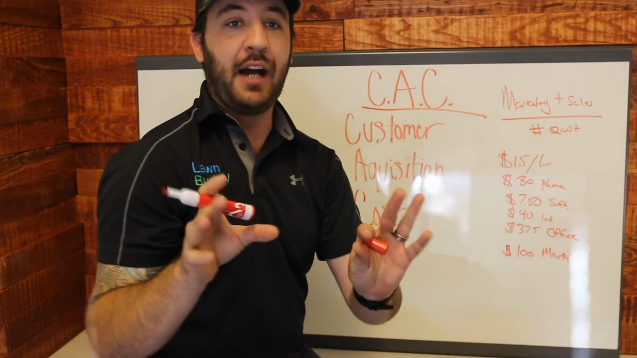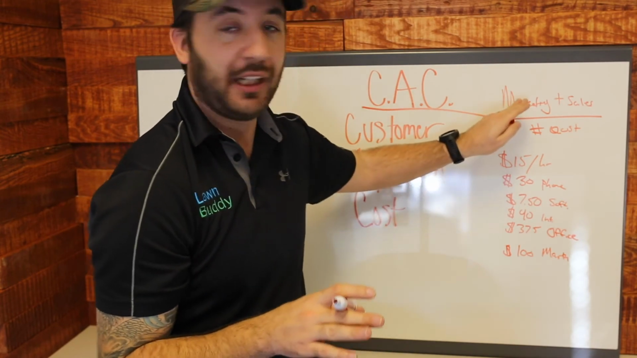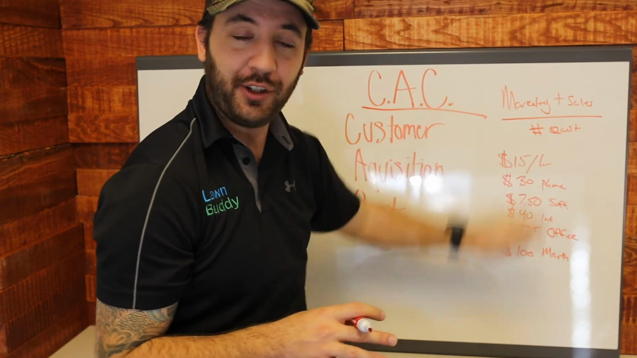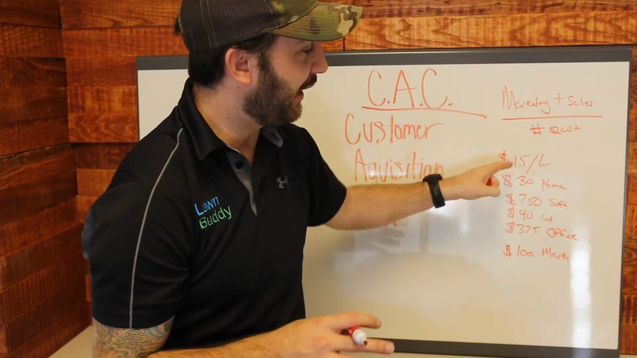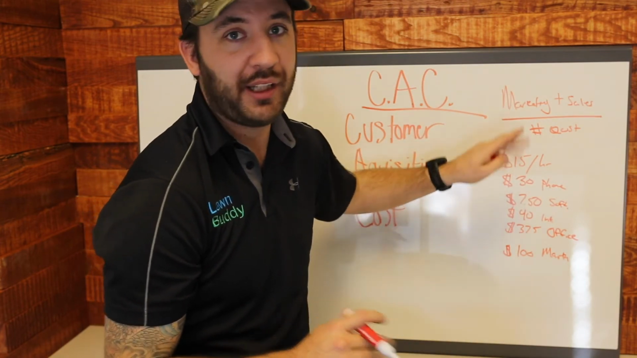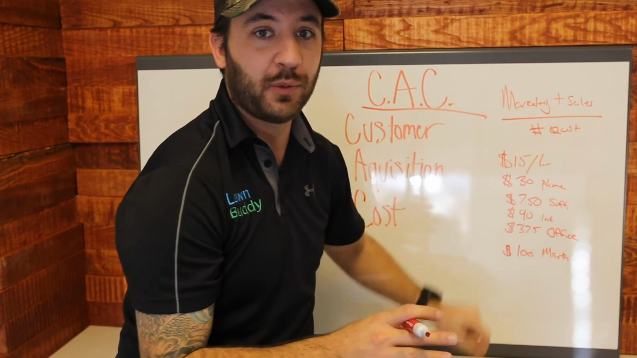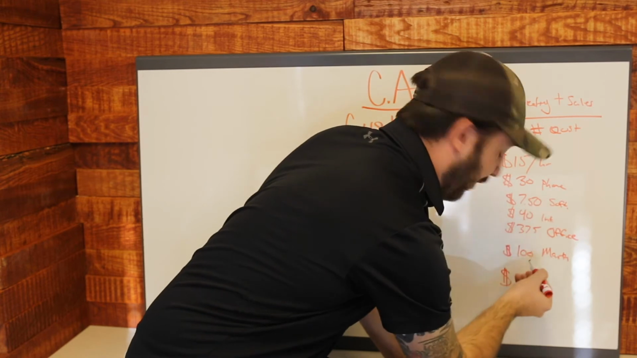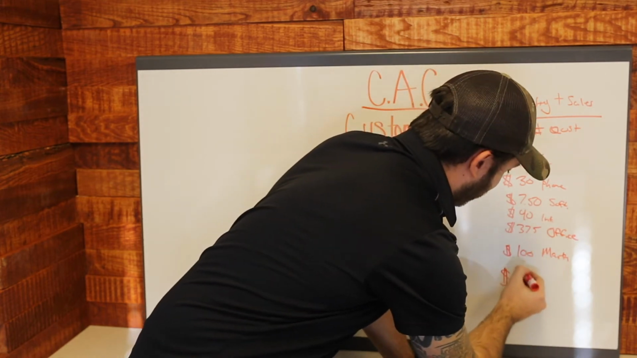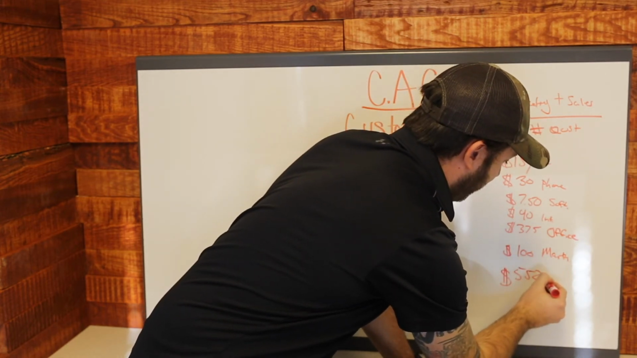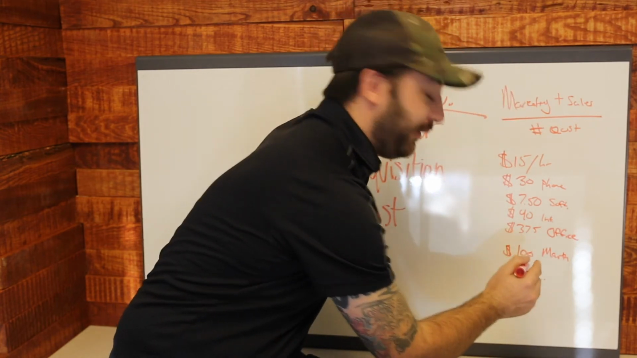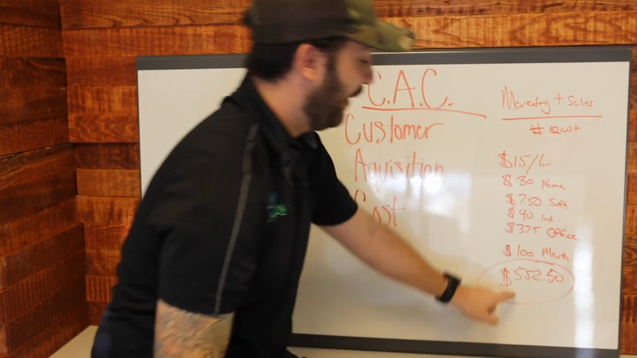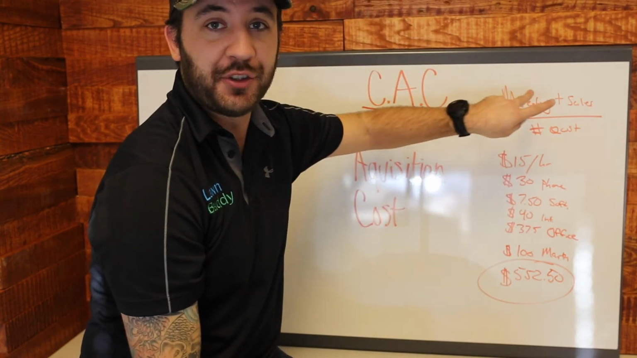So now what you're going to do is, if you go back to this equation, you're going to take your marketing plus your sales expenses, right? So if you take all this and you calculate it together, and let's say, like I said, this is a $15 an hour work week, that's going to be about 40 hours in that work week. So you're going to come up with a number, once you add all of this together, that's going to be similar to $552.50. So that is combining your marketing and your sales, right?